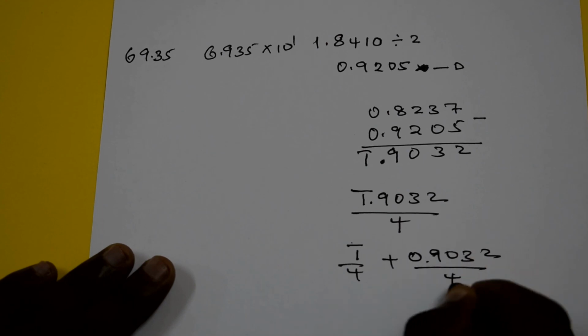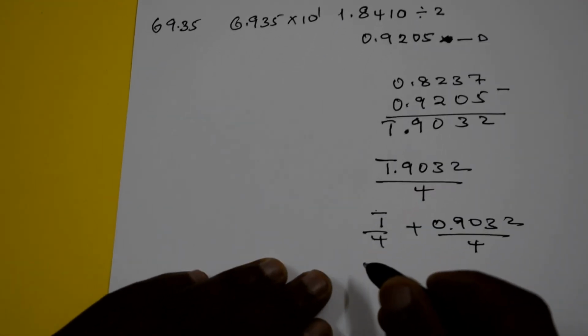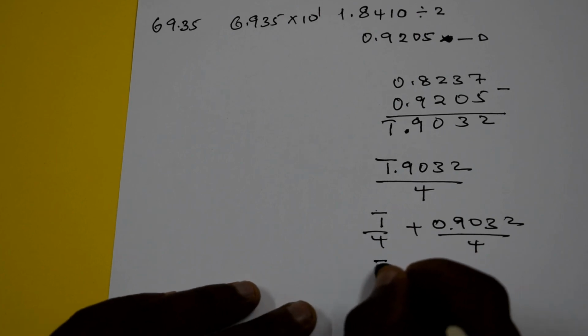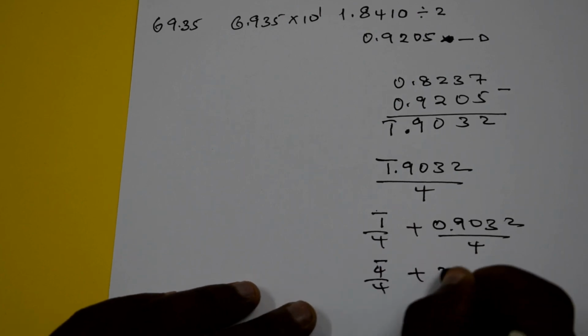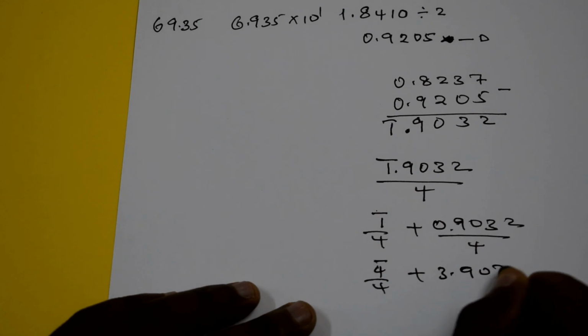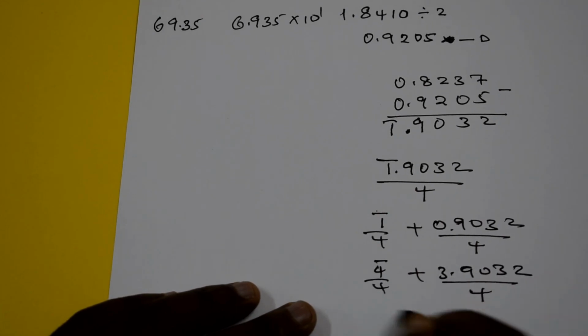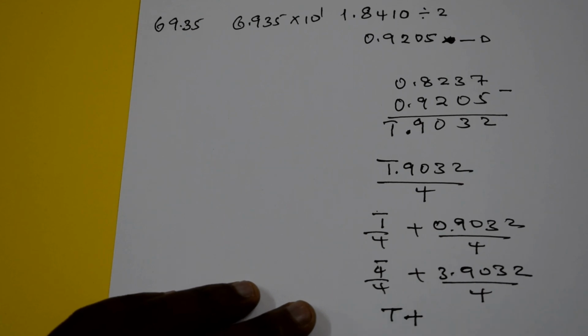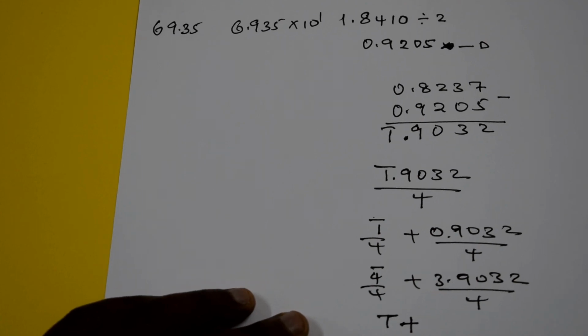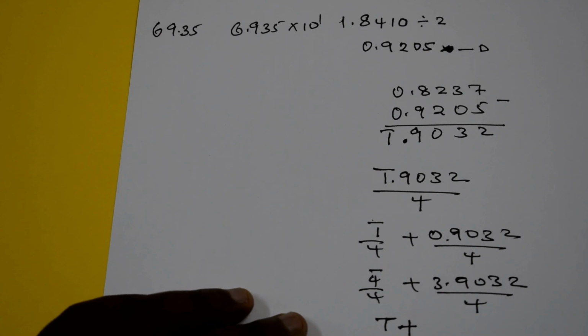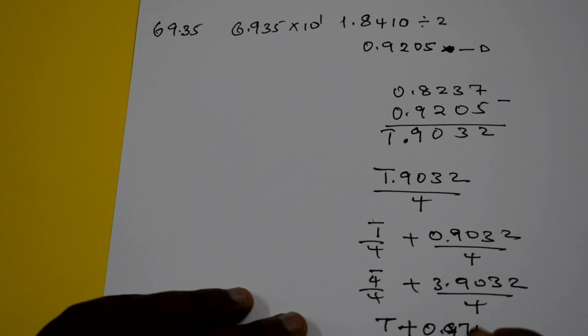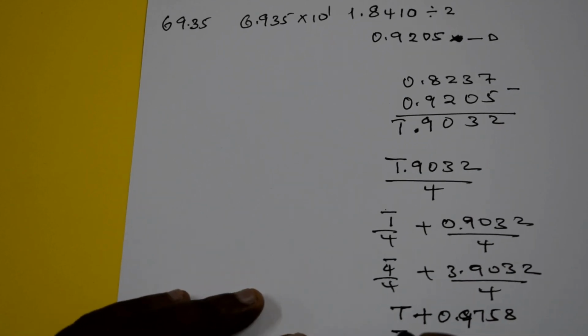So this is the same as bar 1 over 4 plus 0.9032 over 4. To make this one divisible by 4, we subtract 3. So bar 4 over 4 plus 3.9032 over 4. So bar 1 point, so 3.9032 divided by 4, we get 9758. So 0.9758.